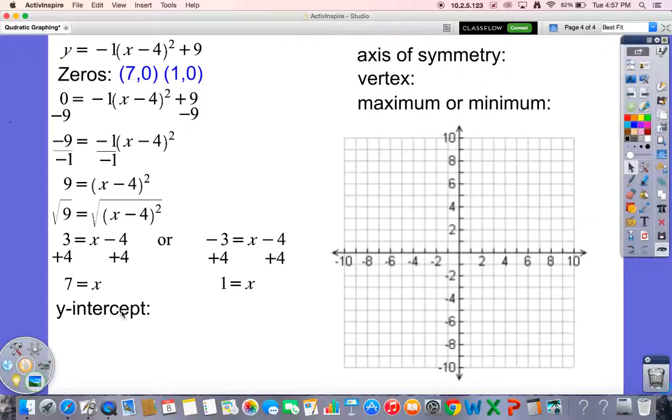We're going to work on our y-intercept next. Recall that with a y-intercept, the value of x is 0. I'm going to go into this equation and replace x with 0 so I can find y. I will plug this into my calculator, and when I do that, my calculator gives me y equals negative 7. Recall that the y-intercept is (0, y). So this is (0, negative 7).